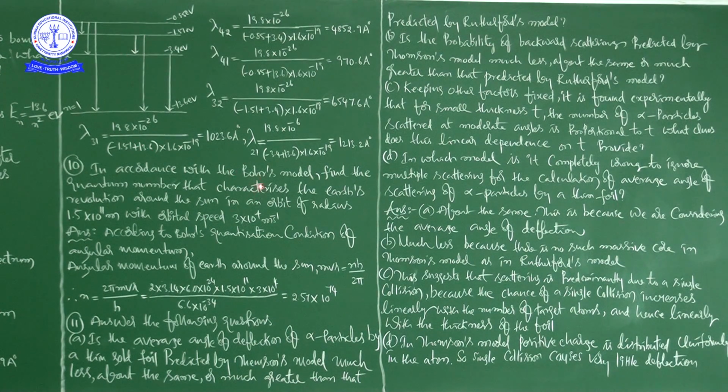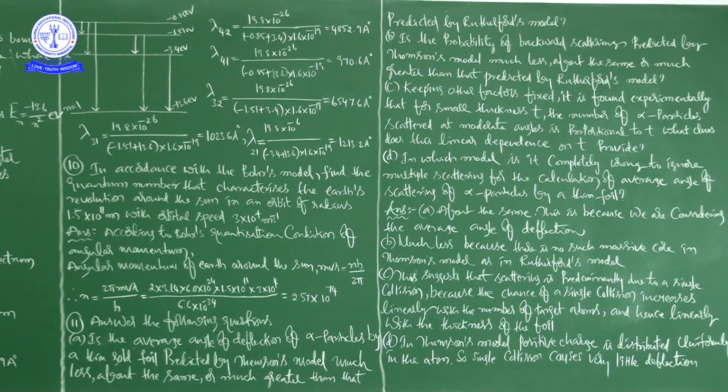Next, the last wavelength, right? Because the total number of wavelengths in the emission spectrum according to this question is 6. So lambda 21, so 2 to 1: 19.8 into 10 to the power of minus 26 divided by minus 3.4 plus 13.6, into 1.6 into 10 to the power of minus 19 is equal to 1213.2 angstrom units, okay, right? So this is all about this problem.